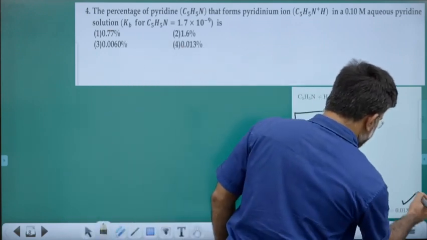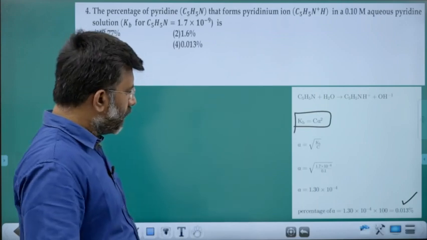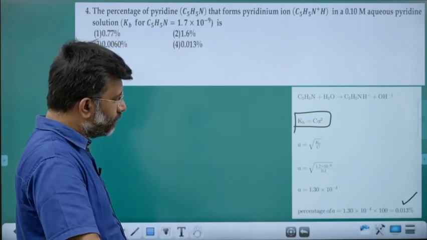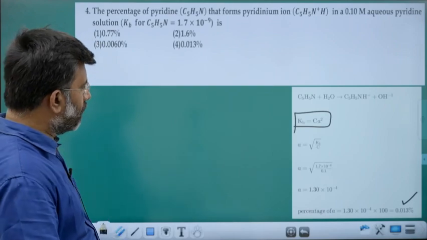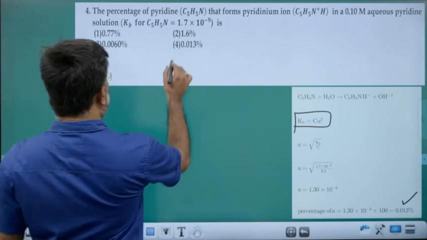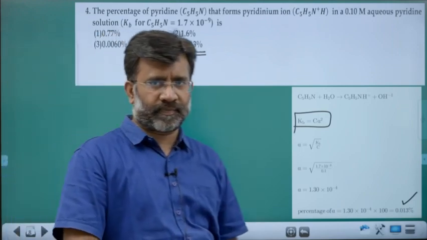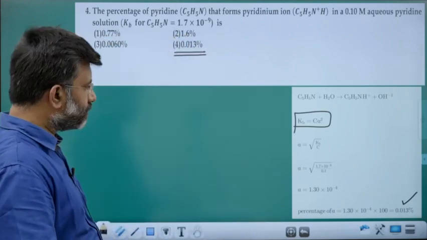It is 1.3 into 10 power minus 4 is alpha. Percentage is into 100. That is 0.013 percentage. Option fourth choice. Okay, next.